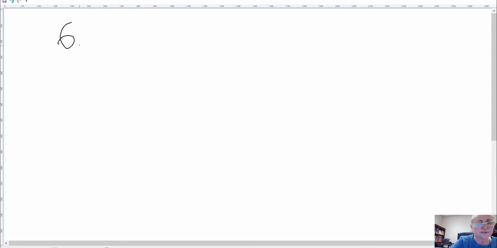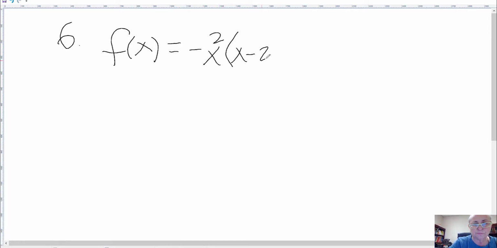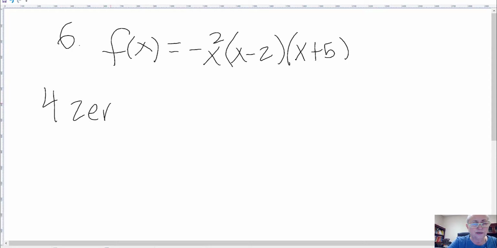So number 6 says the function is f of x equals negative x squared times x minus 2 times x plus 5. So that means the zeros are going to be 4. Now how do I know that? Because that's a 2, and that's a 1, and that's a 1, so there's a total of 4.